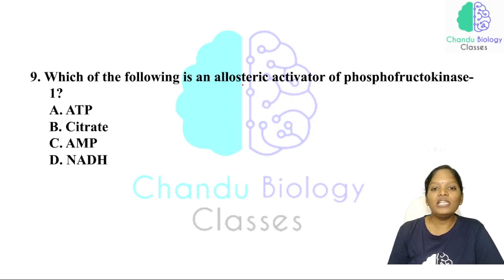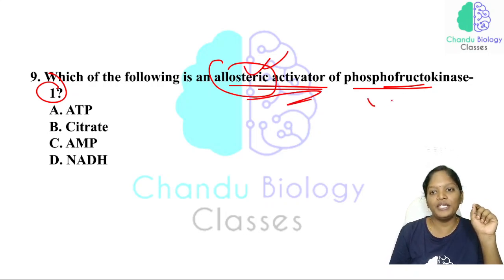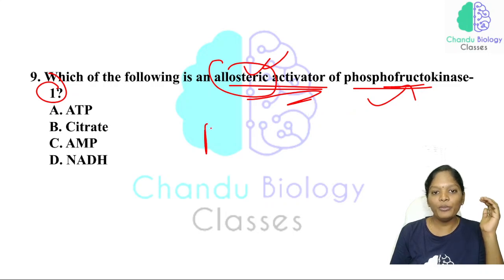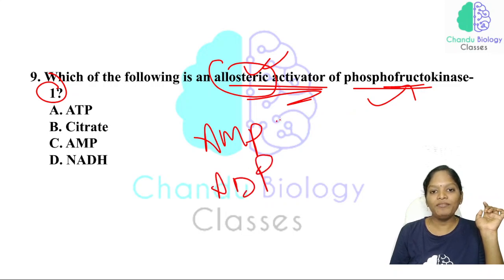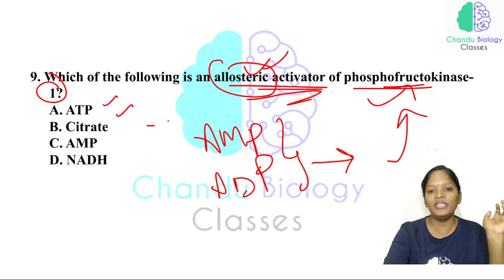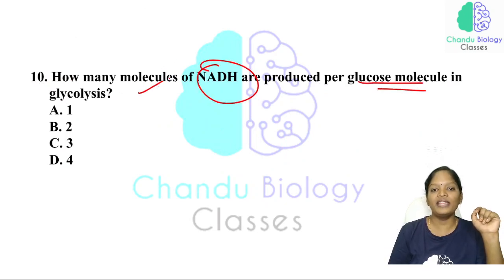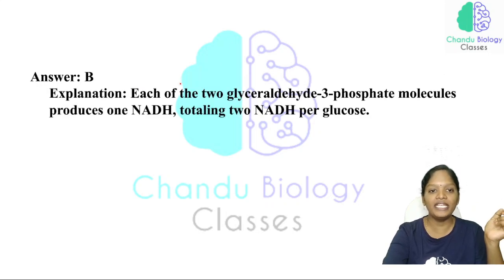And which molecule is an allosteric activator of phosphofructokinase 1? I have explained what is meant by an allosteric enzyme whenever I explained enzymes and enzyme kinetics. Very, very important. Allosteric activator of phosphofructokinase. AMP and ADP, these are the activators. Only then it will be activated. ATP and citrate, they are the inhibitors. So who will be the activator here? Definitely that will be AMP. Now, how many molecules of NADH are produced per glucose molecule in glycolysis? 2 NADH have been produced.